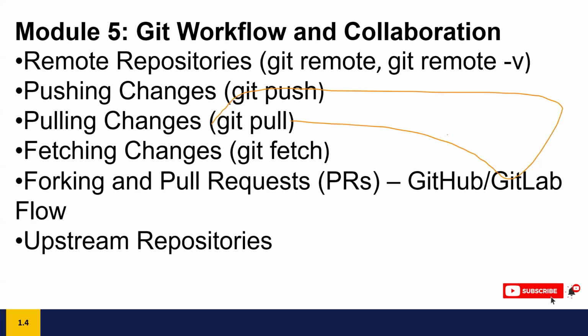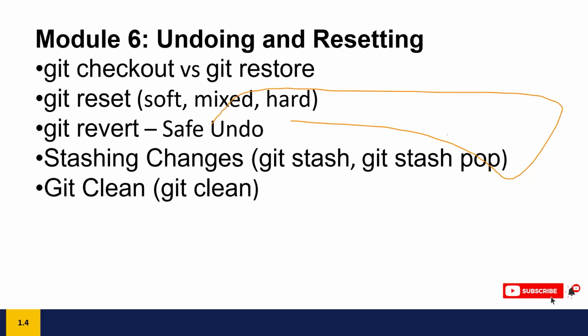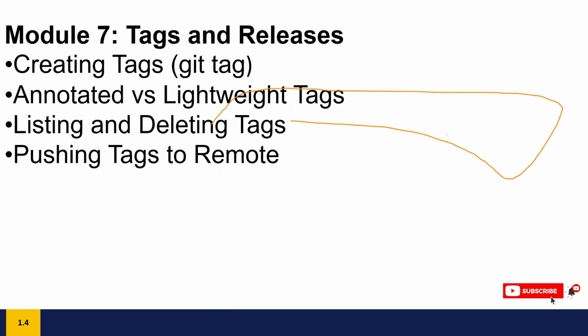Module 5 will discuss Git workflow and collaboration: remote repositories, git remote -v, pushing changes, pulling changes, fetching changes, forking and pull requests, upstream repositories. Module 6 will discuss undoing and resetting: git checkout versus git restore, how you can check out and how you can restore, guys. And git reset, soft, mixed, hard reset, git revert, safe undo, and stashing changes. Okay, git clean.